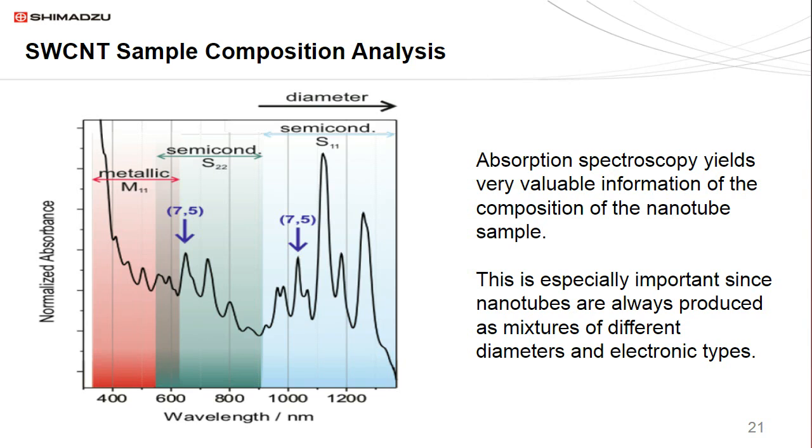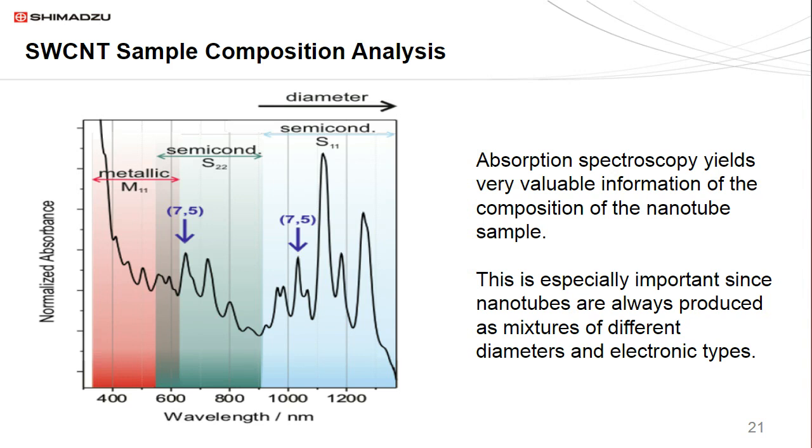So let's bring this down in a way that we can see what UV visible near infrared spectroscopy can do for single-walled carbon nanotubes. Here we see a spectrum of a typical nanotube. You can see that it has peaks in the metallic region, which would be from 300 to about 500. The first semiconductor region is from about 500 to 900. And the third semiconductor region is actually in the near infrared, going up to 1400 nanometers.